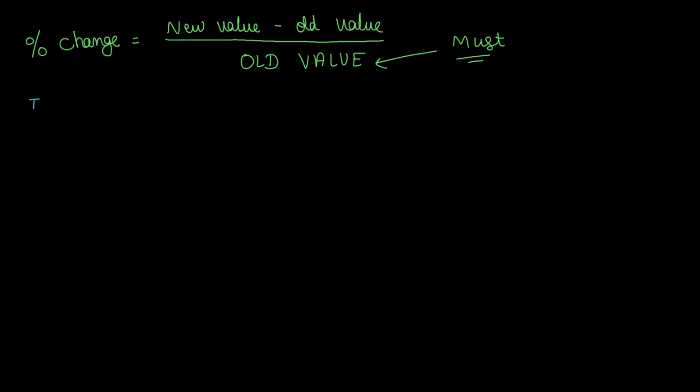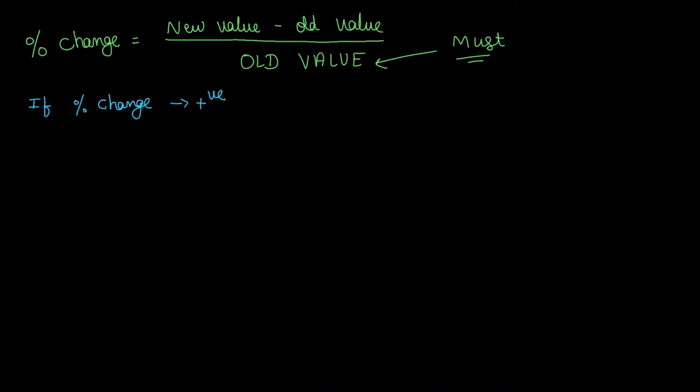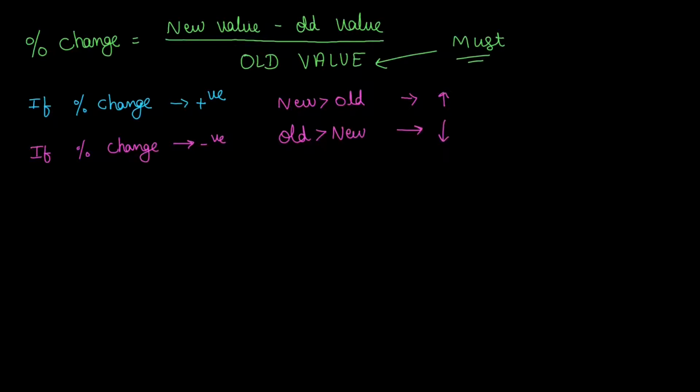If this percentage change is positive, that means the new value is greater than the old value. Only in that case can this percentage change be positive. That means overall there is an increase. And if the percentage change is negative, think about how a negative value can come here. It is possible only when the old value is greater than the new value. That means there is a reduction.